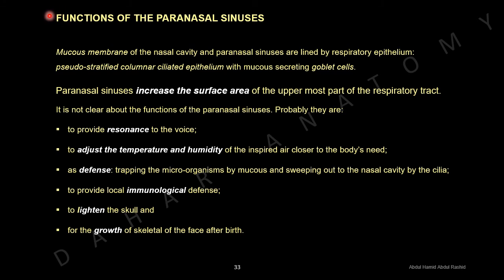Functions of the paranasal sinuses. The mucous membrane of the nasal cavity and paranasal sinuses is lined by respiratory epithelium, that is pseudo-stratified columnar ciliated epithelium with mucus-secreting goblet cells. We have already stated this earlier. Paranasal sinuses increase the surface area of the uppermost part of the respiratory tract. However, the functions of the paranasal sinuses are not clear.